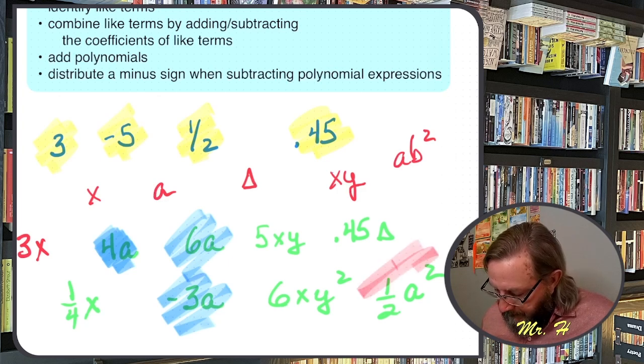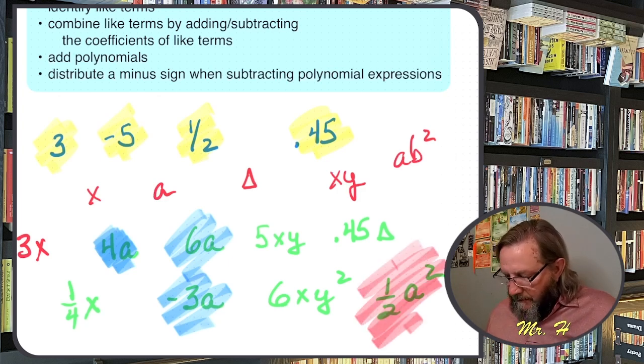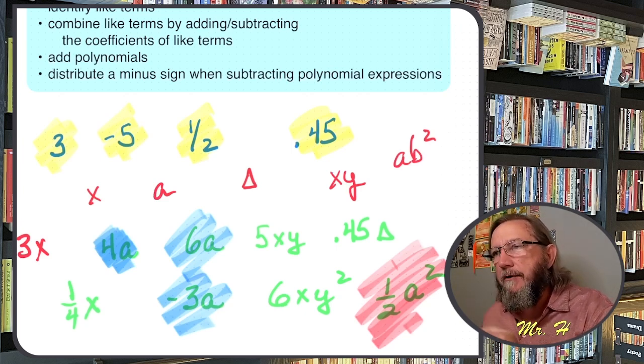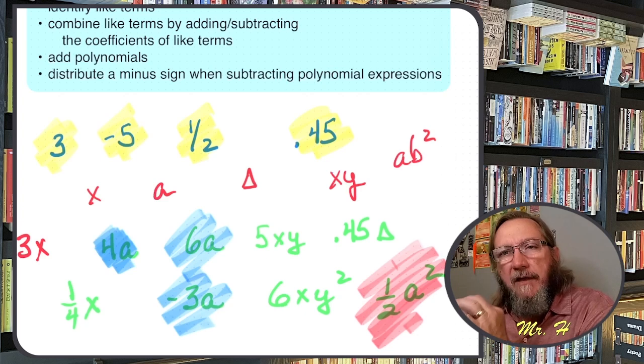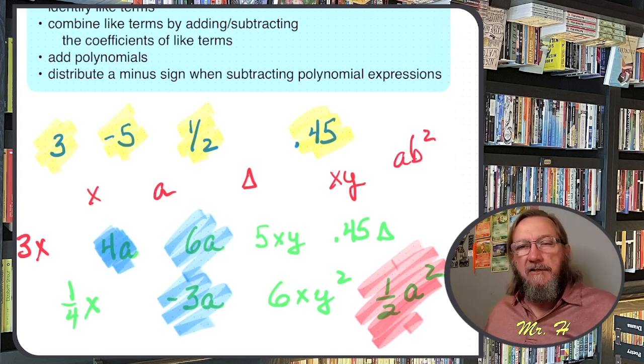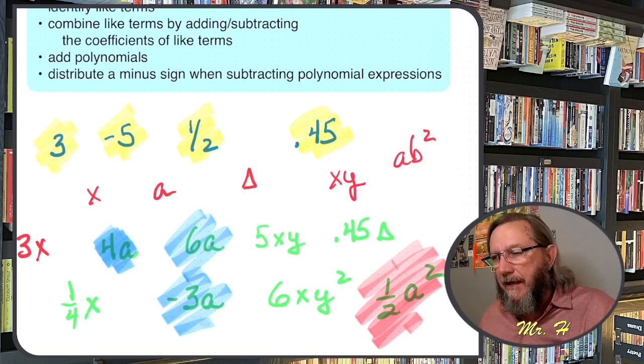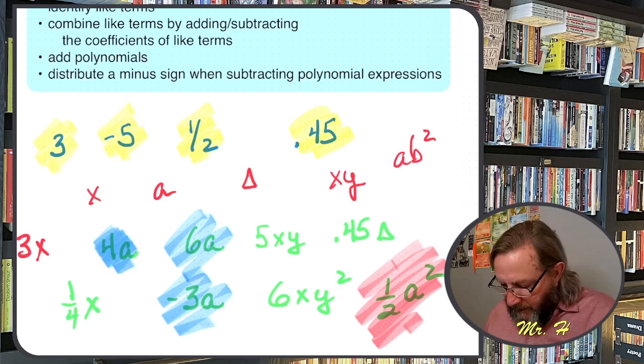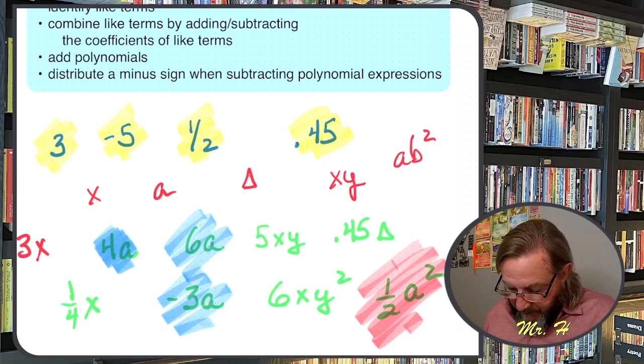However, look at this guy right here. 1/2 a squared. It's got an a in it, but it's got a squared. It doesn't have the same pattern of exponents on it. Consequently, it is not considered a like term with just the regular old a's. They're different, so you can't put those together. What other like terms do we have here? Well, we've got some like terms that are x's. Got some like terms that are x's. Let's see here.